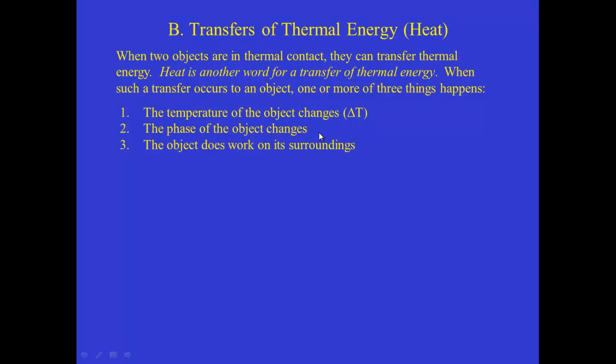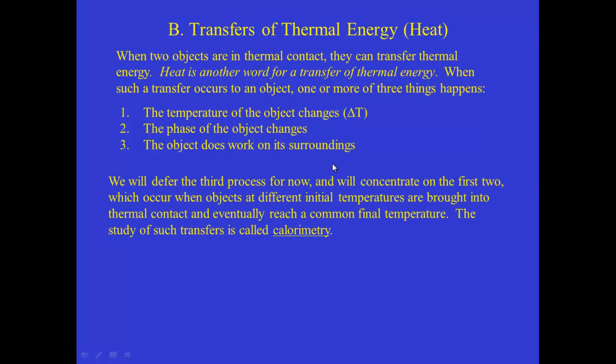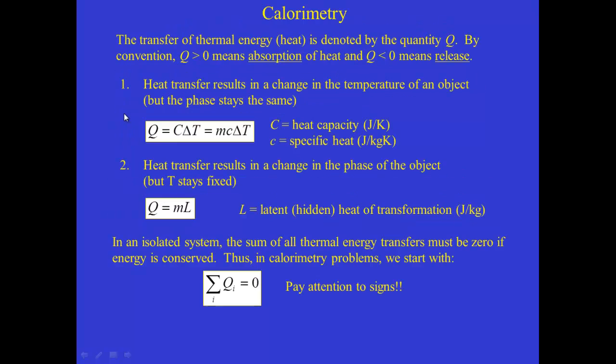And then thirdly, another possibility is that an object could do work on its surroundings. And that is especially important when we think of engines, when we think of a piston and a cylinder of gas, and how that piston can do work on the gas. So when heat is transferred, one of these things is always happening. And for now, we're going to postpone discussing the third one until we talk about heat engines a little bit later on. But we will first focus on 1 and 2.